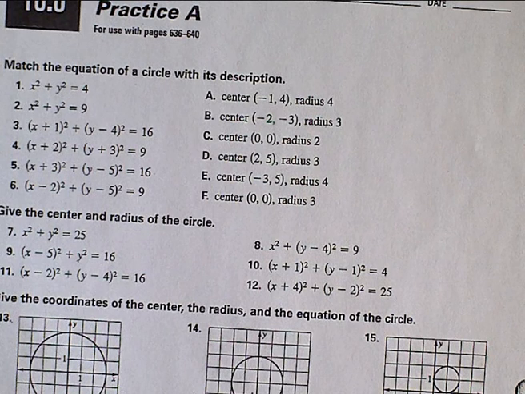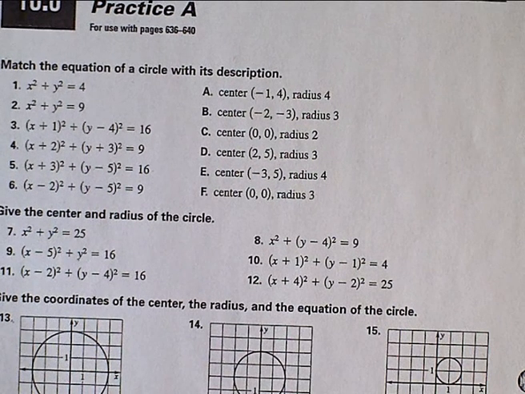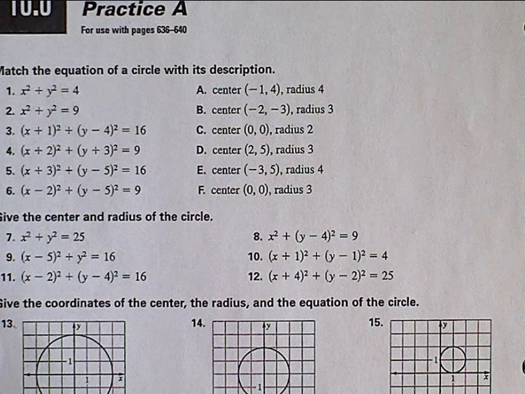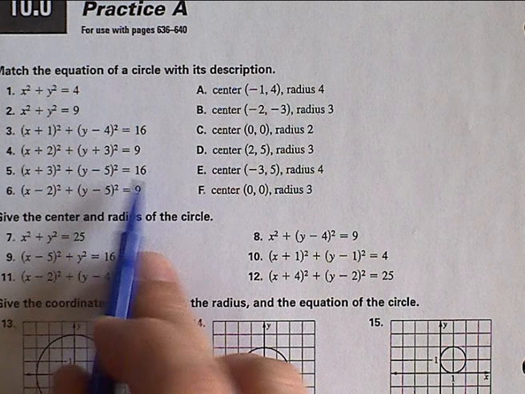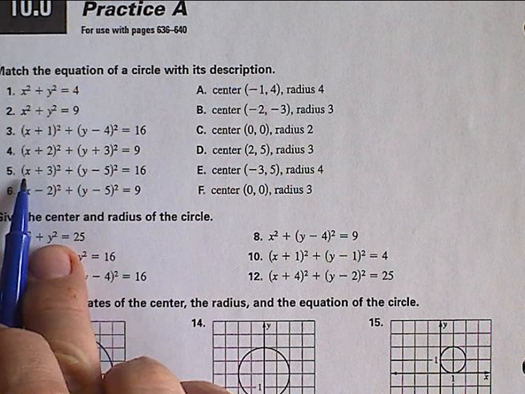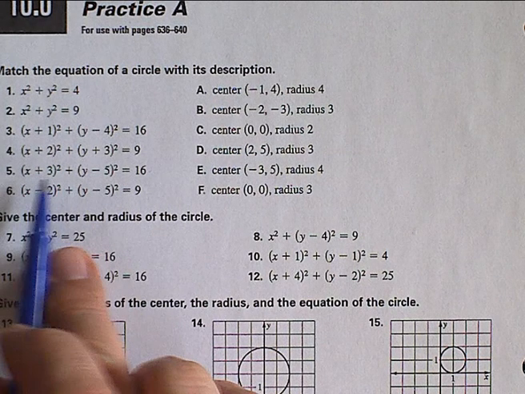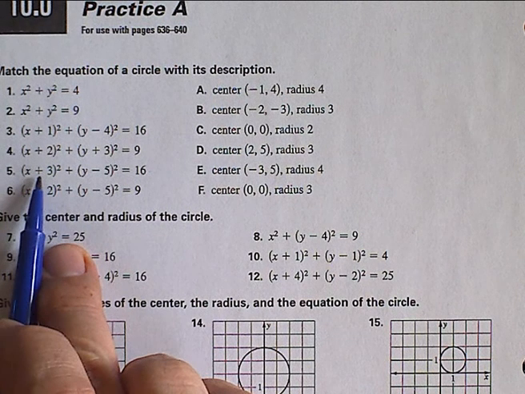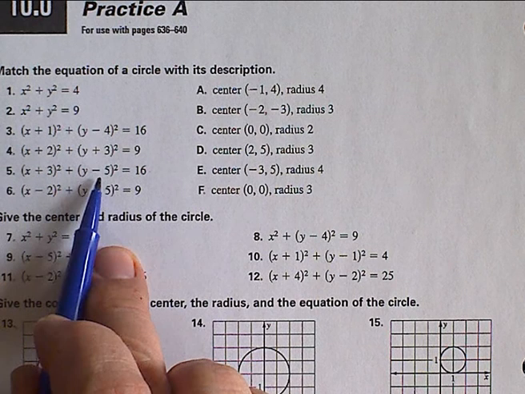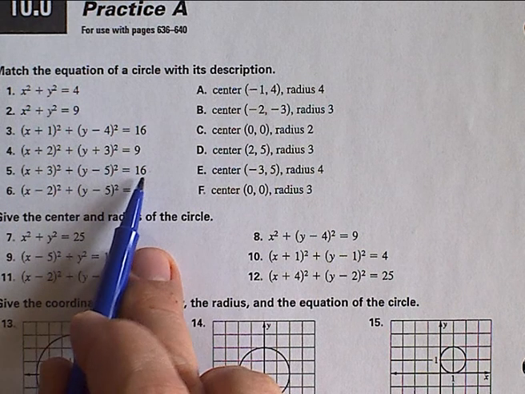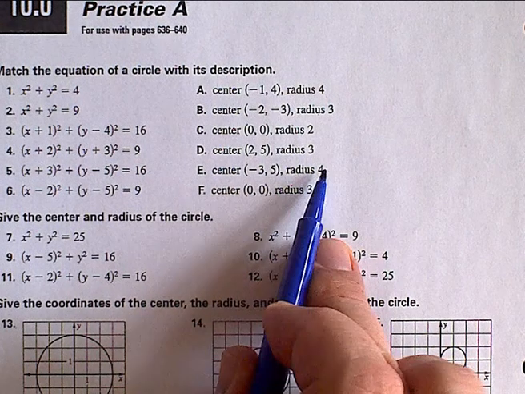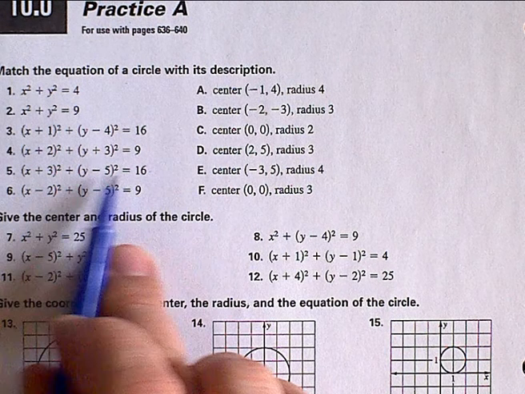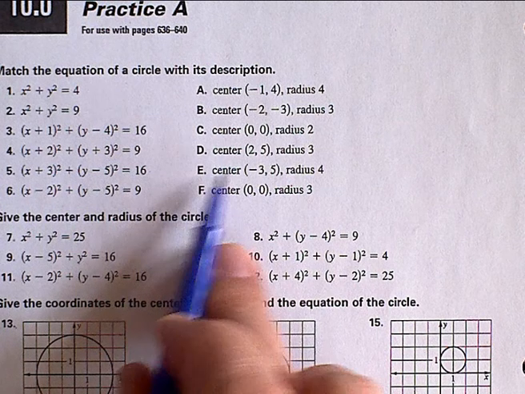Okay, so for example, I'm looking at number 5. Okay, (x + 3) squared, (y - 5) squared equals 16. So cover up x and y, take the opposites. I have a center at (-3, 5) and a radius of 4. So (-3, 5), radius 4. So at number 5, I would match that up with letter E.